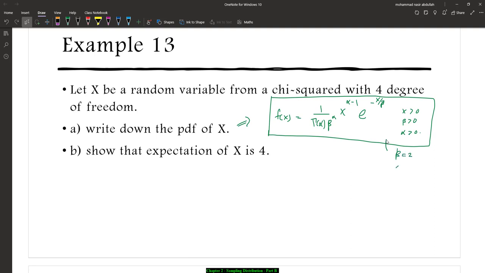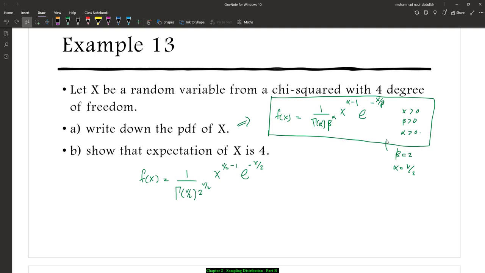Right. So a gamma distribution is said to have a chi-square distribution when beta is equal to 2 and alpha is equal to v over 2. So this is chi-square with v degrees of freedom. So f x is having 1 over gamma v over 2, 2 power v over 2, x power v over 2 minus 1, exponential negative x over 2.